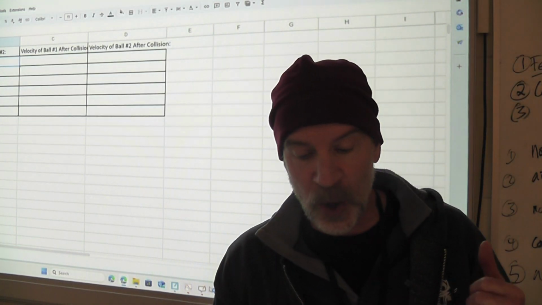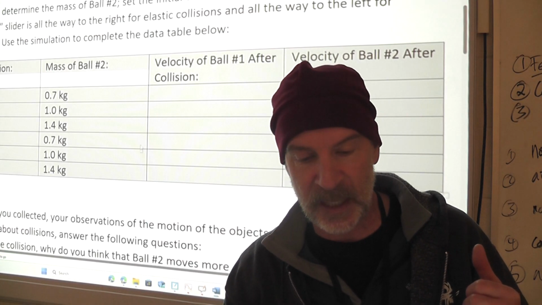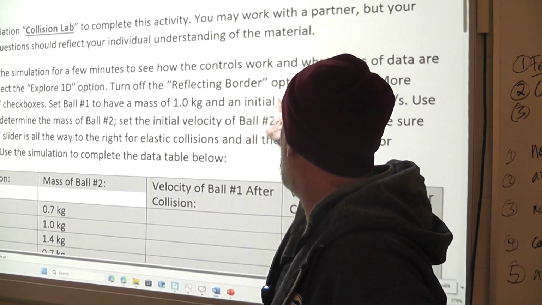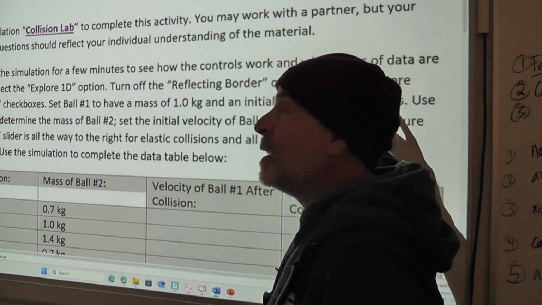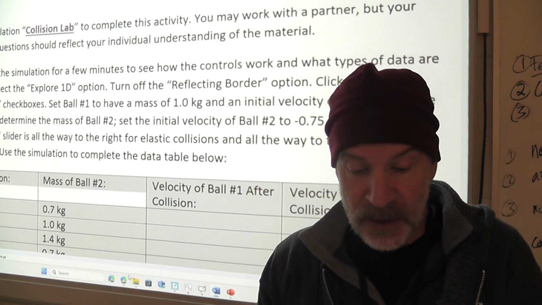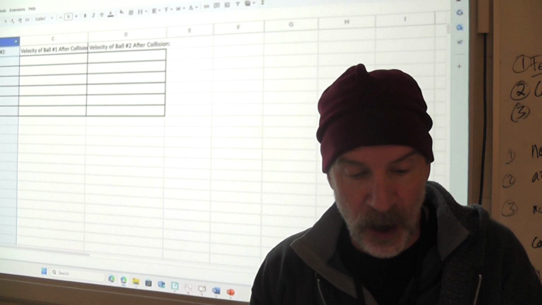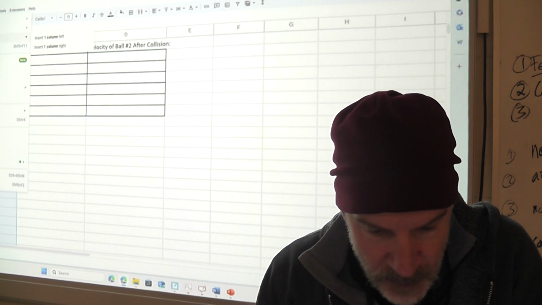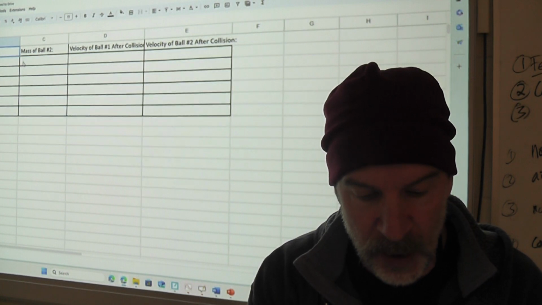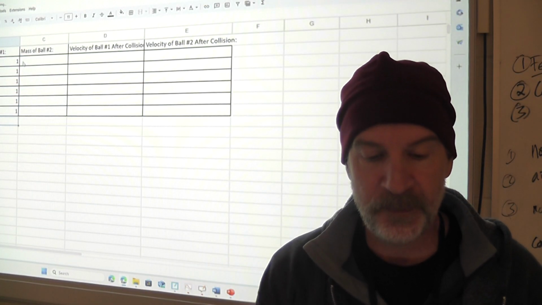So we know the mass of ball number 1 in this activity was supposed to be 1 kilogram the whole time. And the velocity of ball number 1 was supposed to be 1 meter per second the whole time. So I'm gonna add some stuff to my spreadsheet. I'm gonna add a column that is the mass of ball number 1. And that's gonna be 1 kilogram every single time.